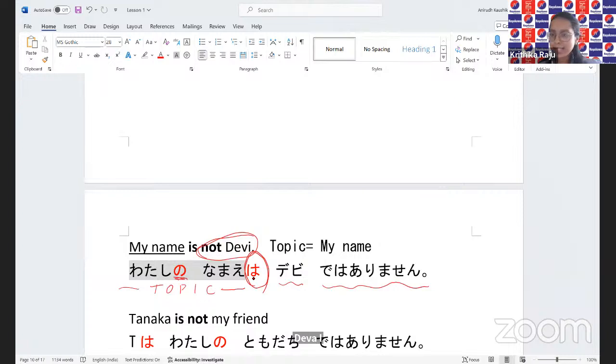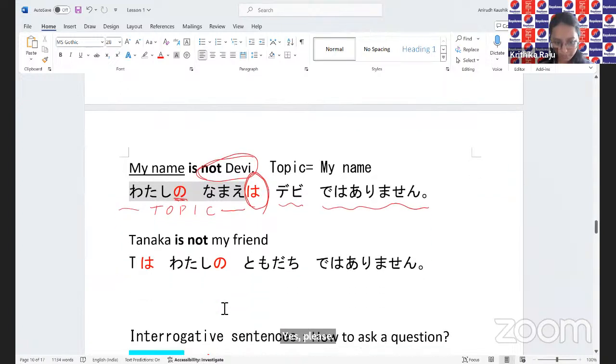Alright, I'll say this sentence once more, and I would like you all to say it after me with understanding. Watashi no namae wa Devi dewa arimasen. Not. Yes, please. Watashi no namae wa Devi dewa arimasen. Correct. Alright, now the last sentence.